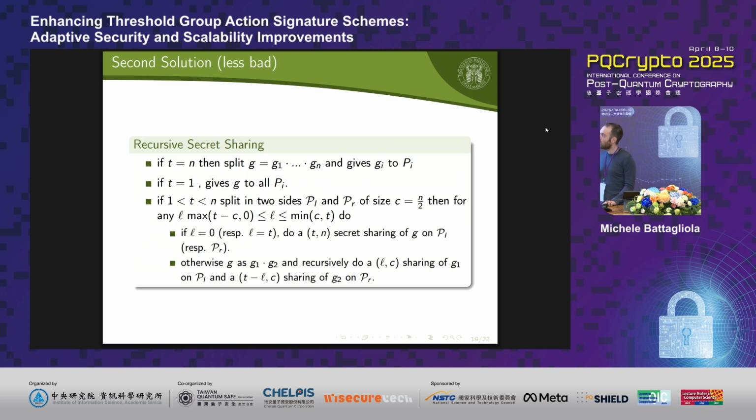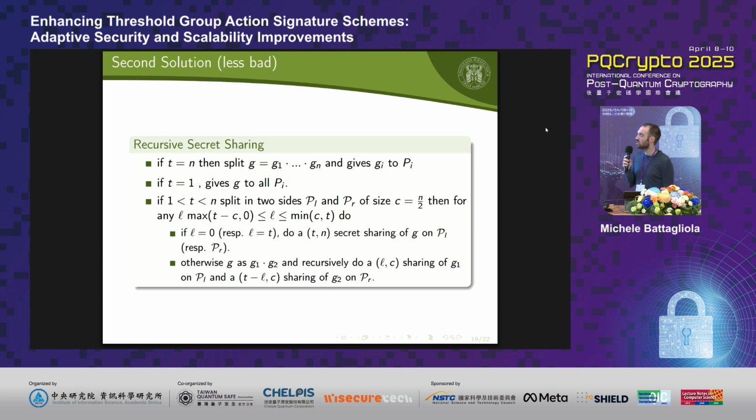And this is the second solution. I called it less bad because it's still exponential, so it's still not great, of course. But from a practical standpoint, it increased the range of applicability of our result by quite a lot. I will show you a couple of graphs later. And the idea is a pretty agnostic result. You can apply it to any secret sharing you want, as long as you're working in a group.